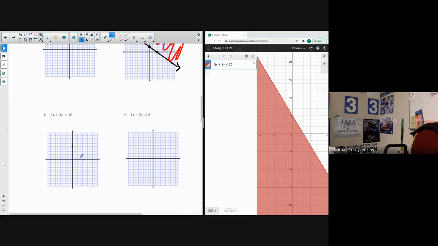Now, what's also nice about Desmos is it reminds me of something we haven't done yet: this one is a dashed line. It's dashed because this does not say "or equal to." So again, that's a nice reminder. Just by using Desmos, we wouldn't make the mistake of making this a solid line, and that's where MathXL would count that wrong.